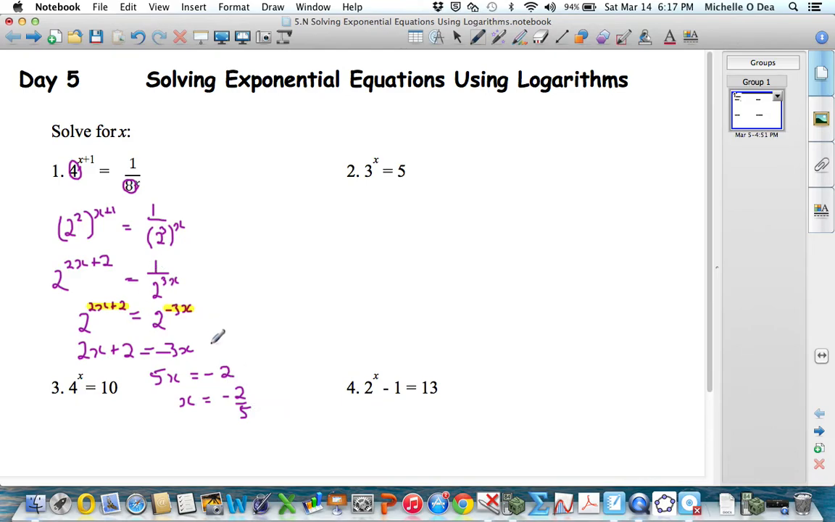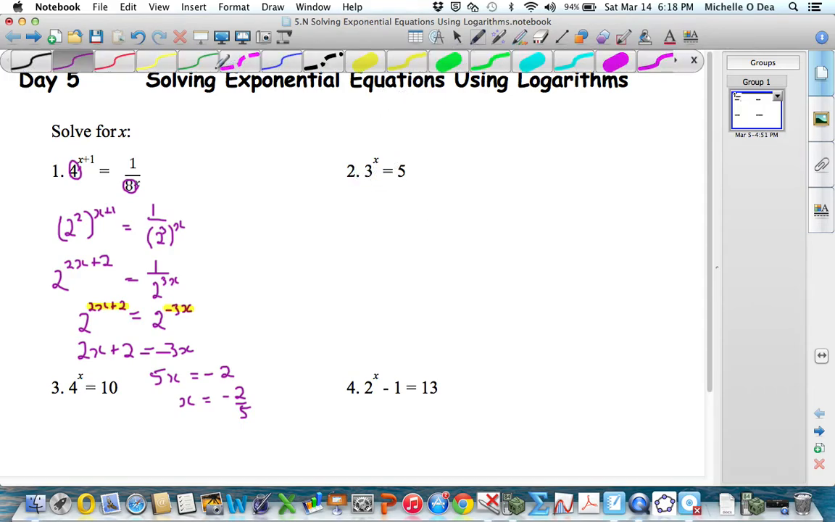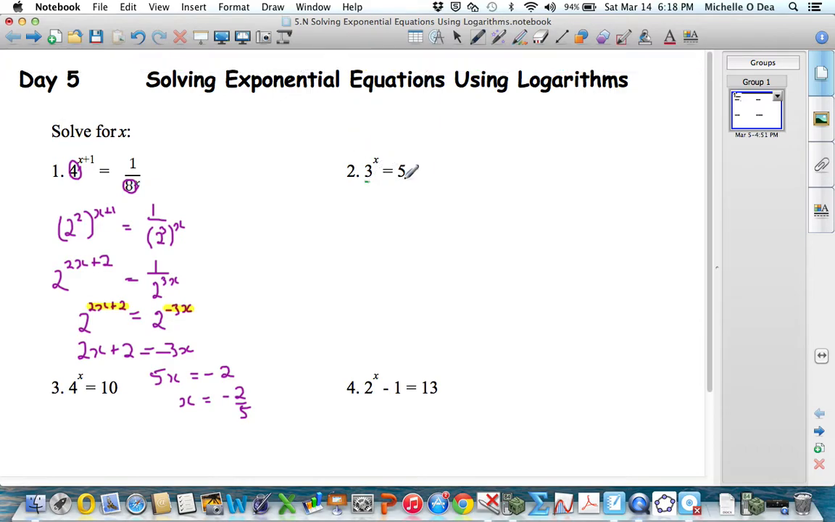So you've already seen ones like this. This is just a bit of a review. So now if we look at question number 2, it looks very similar. The problem is, our bases are 3 and 5. Remember, of course, this is 5 to the power of 1. But there is no way we can write 3 as a power of 5 and vice versa. We can't write 5 as 3 to the power of anything. So the technique we used here in question 1 is not going to work this time.